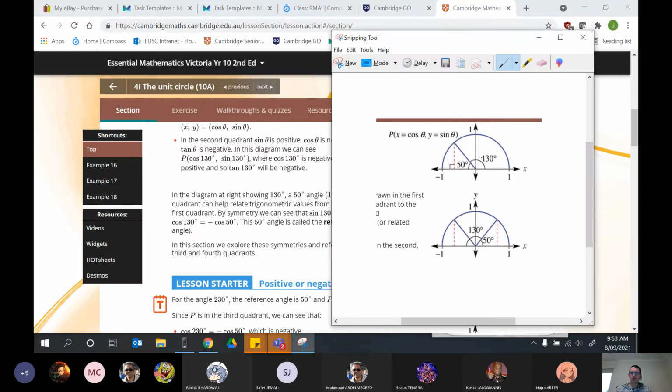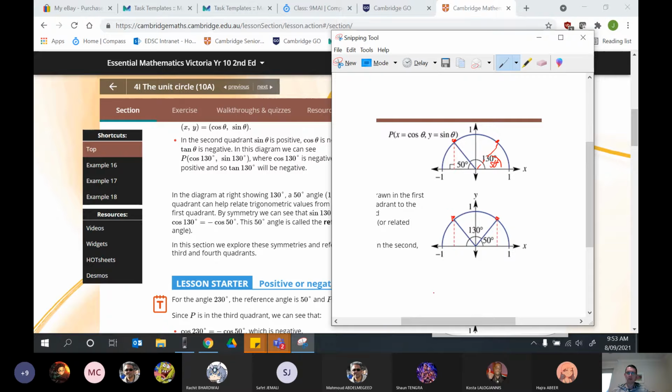So what I mean by that is, if this is 150 degrees over here, we know that this value right here is going to have the same values over there, which is going to be 50 degrees from here. So we can call that a 50-degree reference angle. If we knew the values of sine and cos here, we could tell you what the values are there.